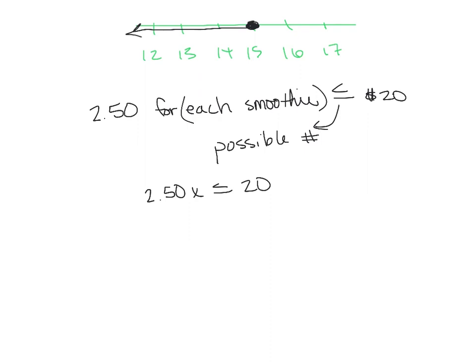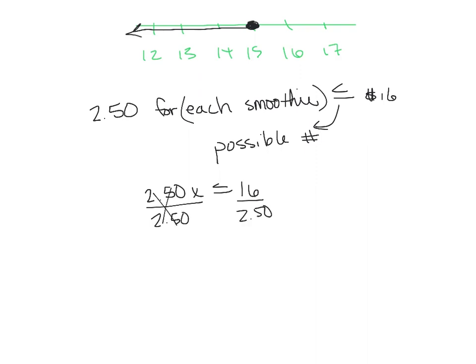Then we need to get x by itself. So we divide, okay, actually he had $16, so we're going to change that to $16, sorry. I was like, why does this look weird? Okay, so here we go again. So he has $16. So now we're going to get x by itself. So we divide by $2.50.